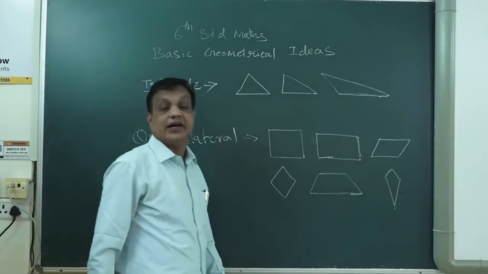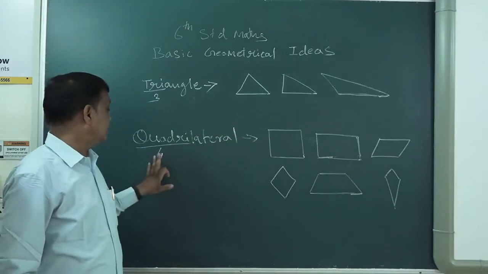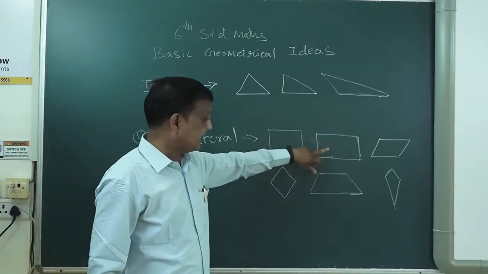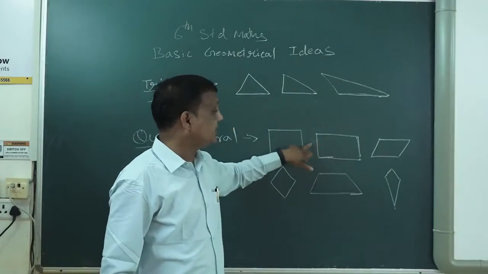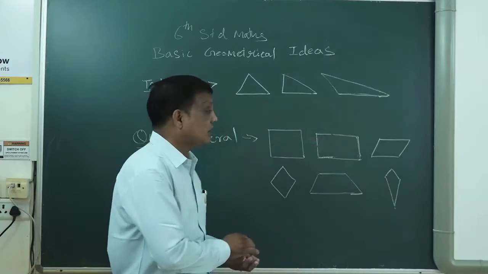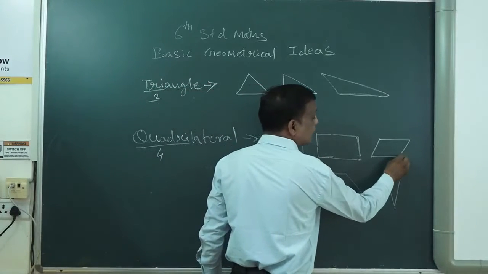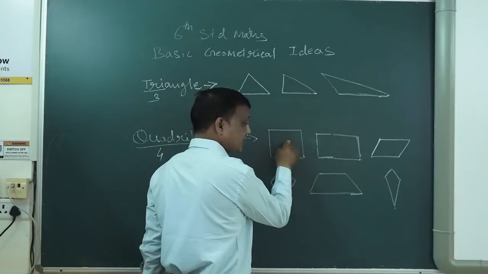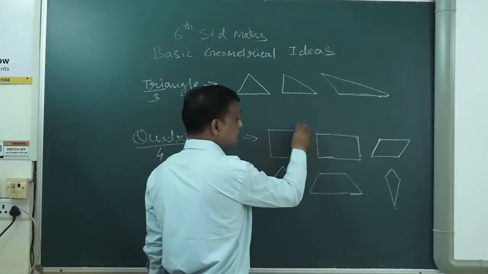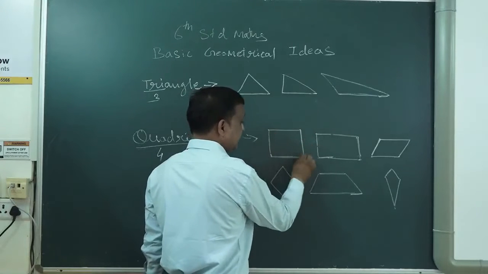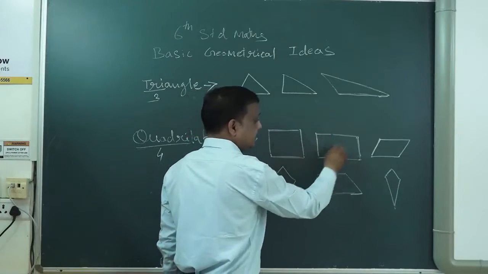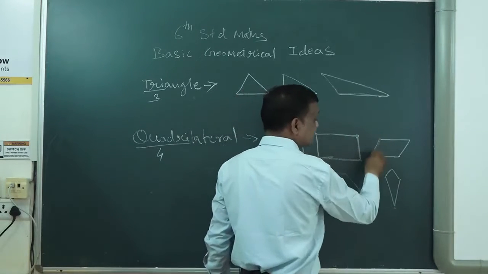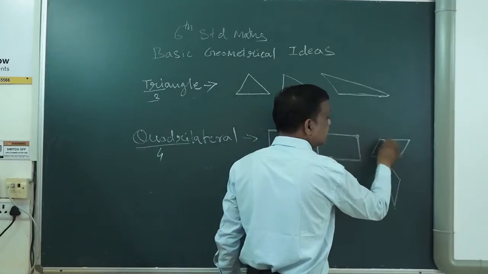These figures are made by 4 line segments. This is a square, all sides are equal. This is a rectangle, opposite sides are equal. Now this is a parallelogram. Why is this a parallelogram? Because these lines are slanted. This is also a parallelogram, and this is also a parallelogram, because this line is parallel to that line, and this line is also parallel to the other.